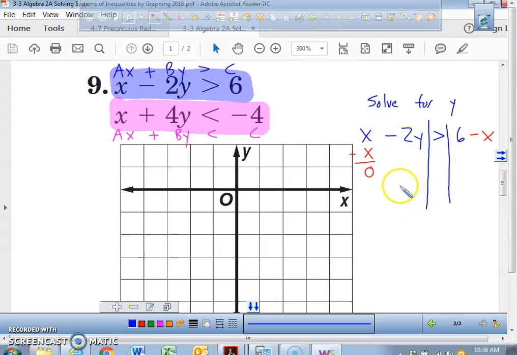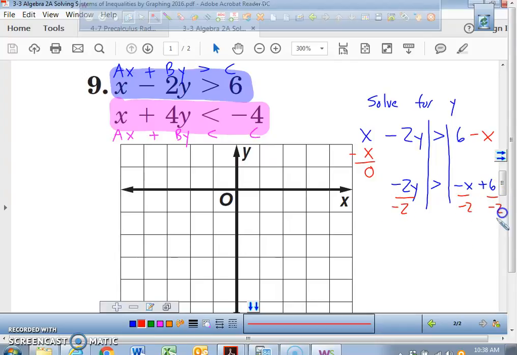So, what are we left with, Maddie? We're left with a negative 2y is greater than. Now, rearrange it where I like it. Yes, good. We're bringing all of the x's up front because we're trying eventually to get into slope-intercept form. Now, we have to divide by a negative 2.